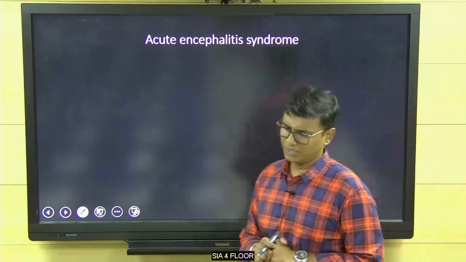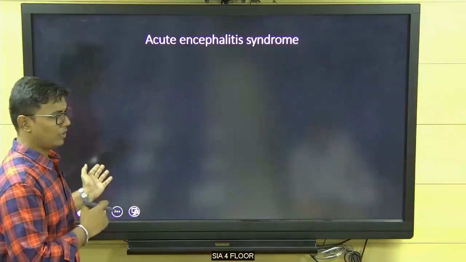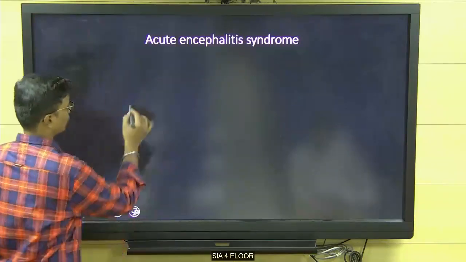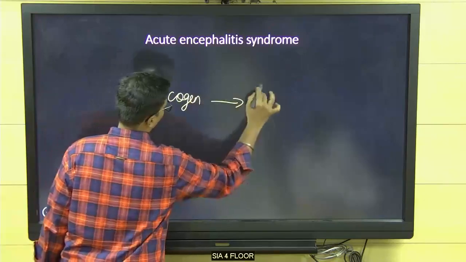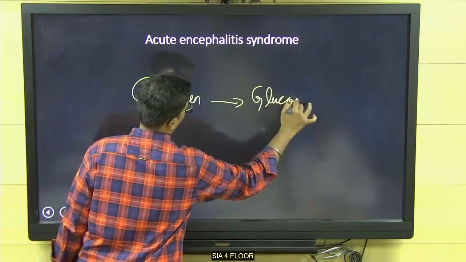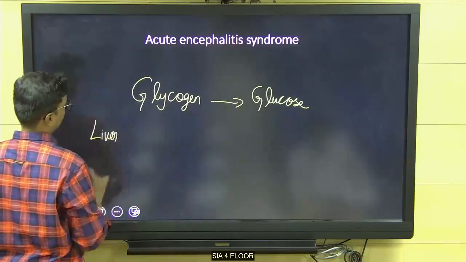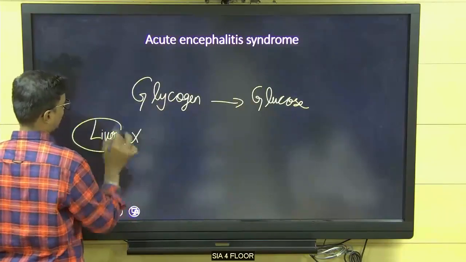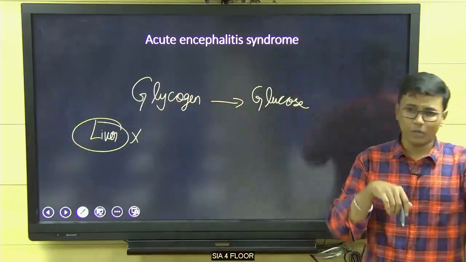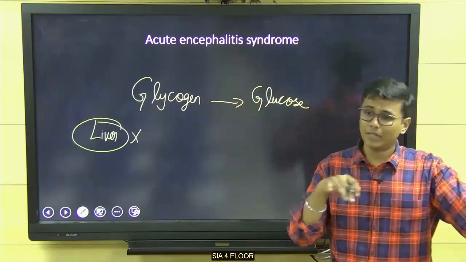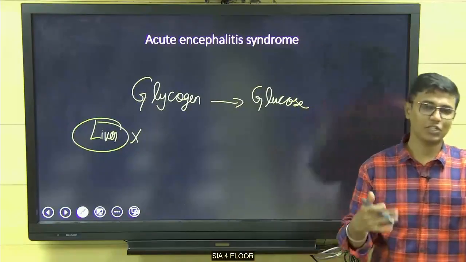The body will attempt the first thing, that is, converting glycogen to glucose. Where is glycogen stored? It's stored in the liver. The first attempt is to convert glycogen to glucose, which is stored in the liver. But in the case of children, especially poor children, this fails because most of the children who died in Bihar, the 100 children, all belonged to the farming community, especially the children of farm laborers.